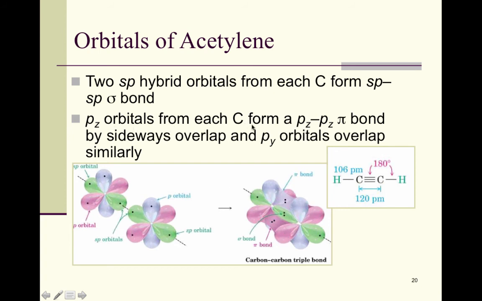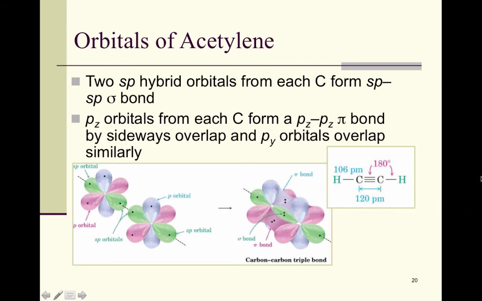pz orbitals from each carbon form a pz to pz pi bond by sideways overlap, and py orbitals overlap similarly. And here we go with knowing some more numbers. On a triple bond, our bond angle is 180, regardless of whether we're doing hydrogen, carbon, carbon, or carbon, carbon, hydrogen. The bond length between carbon and hydrogen in a triple bond, or in this case an sp hybridization, is 106 picometers. And we have a shorter bond than we've had before between carbon and carbon. On our triple bond, it's 120 picometers.